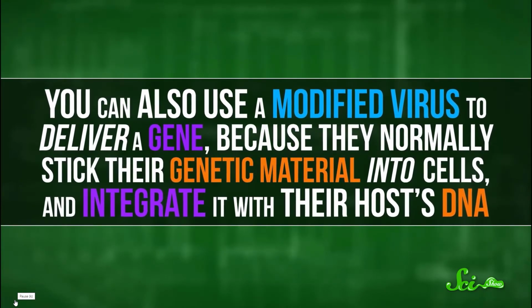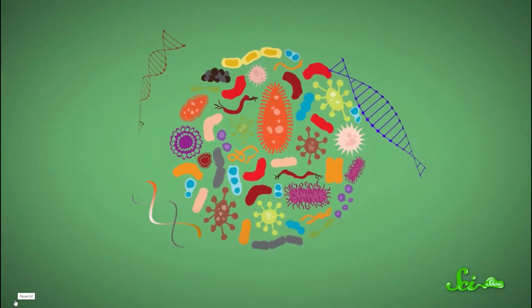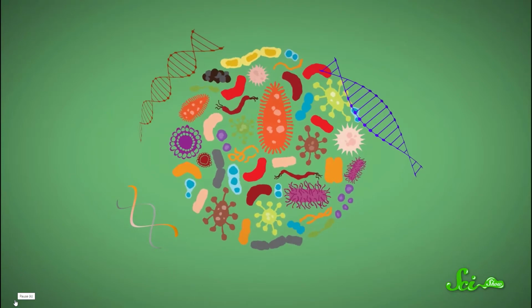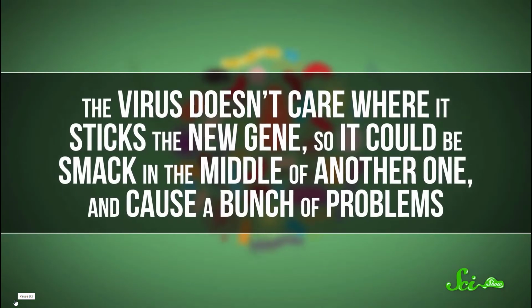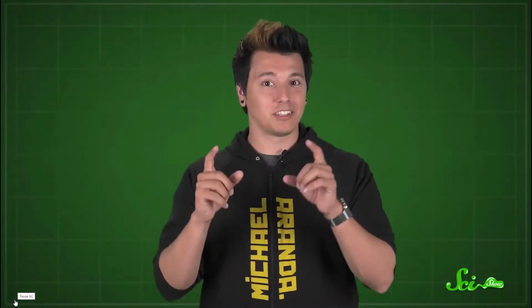You can also use a modified virus to deliver a gene, because they normally stick their genetic material into cells and integrate it with their host's DNA. So just kill off the make-you-sick parts, give it a gene you want to study, and let the virus do what it does best. However, this method has problems too. The virus doesn't care where it sticks the gene, so it could be smack in the middle of another one and cause a bunch of problems. And that's just individual cells.